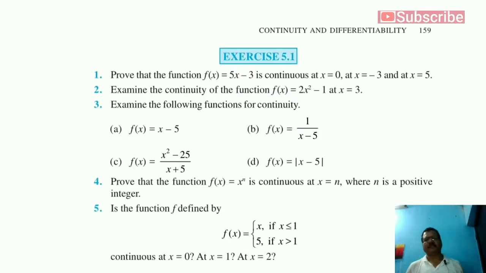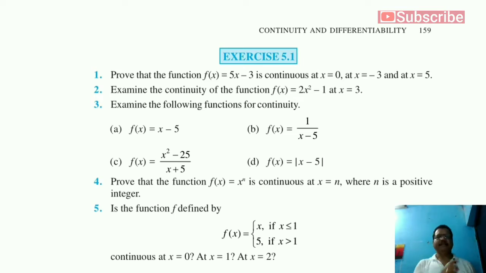So this is the second class for continuity and differentiability, exercise 5.1 we are taking today. And here the first question: prove that the function f(x) = 5x - 3 is continuous at x = 0, at x = -3, and at x = 5. Three particular points are given to us, and we have to check whether this function is continuous or not.